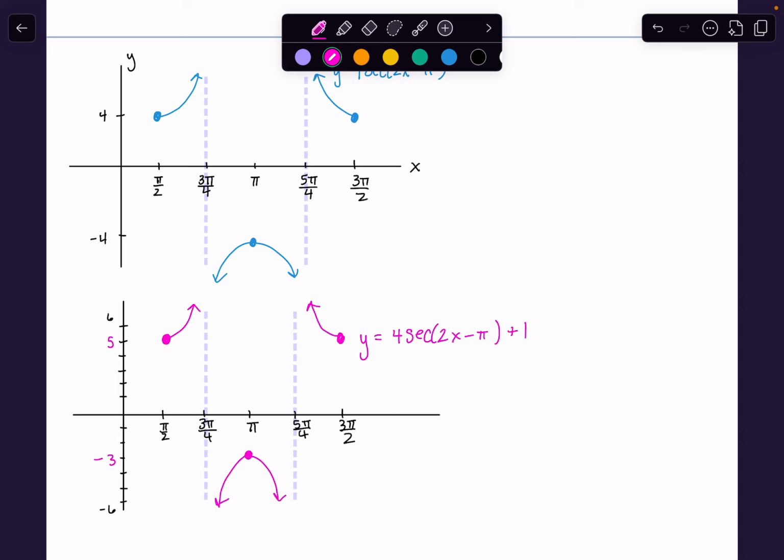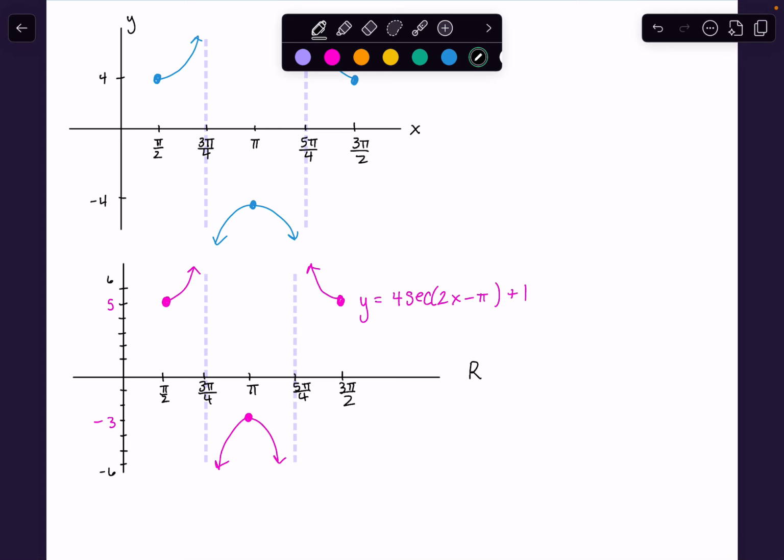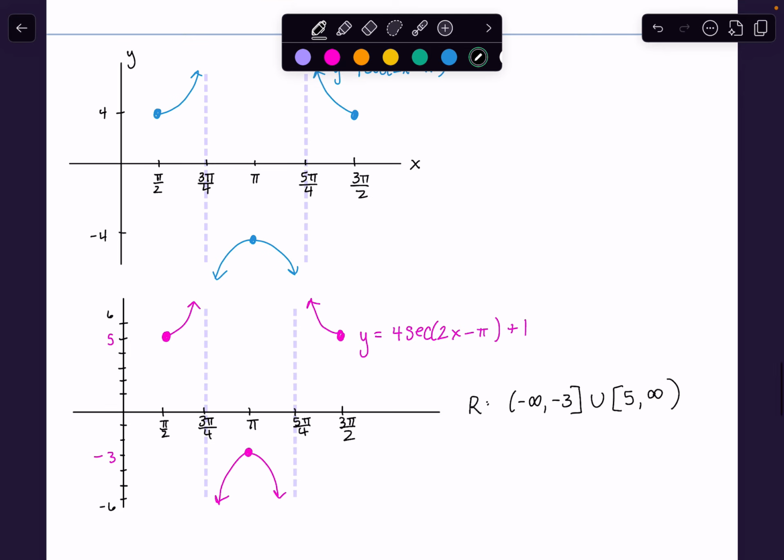You then could go ahead and find the range from this graph. This one's a little bit hard, so I'm going to go ahead and just write that off to the side so you have it. But you take from -infinity up to -3. You can equal that. And then this next interval goes from 5 upwards. So 5 to infinity. Okay. So again, it switched that range. Instead of being from everything except -4 to 4, it got shifted up by 1.